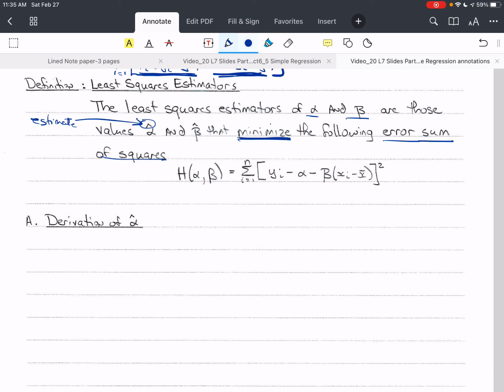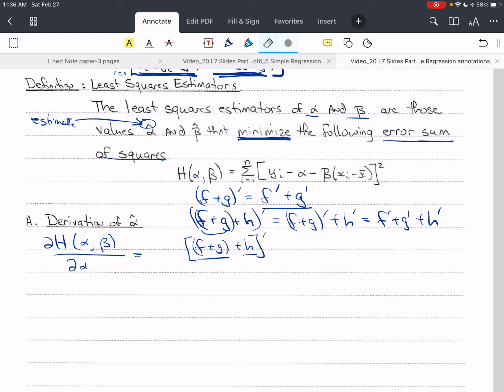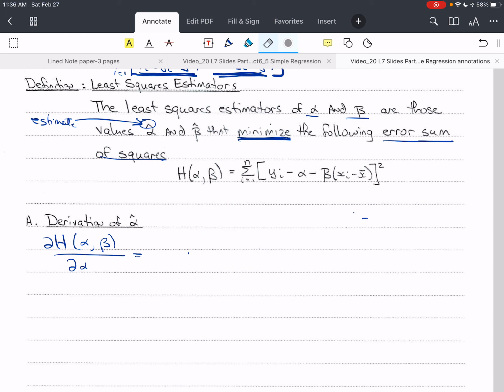So anyway, to get alpha, we're going to take h of alpha beta, the partial of that, with respect to alpha. And so remember that the derivative of the sums is equal to the sum of the derivatives. And then once you know that fact, you can expand this by grouping. I can group these two, and now I have f plus g. I can consider that one function. And so I can use the first rule to do the derivative of that. So I have f plus g prime plus h prime, and now I use the first rule, f prime plus g prime plus h prime, and I can use induction to prove that this can be extended to an infinite number of sums of derivatives.